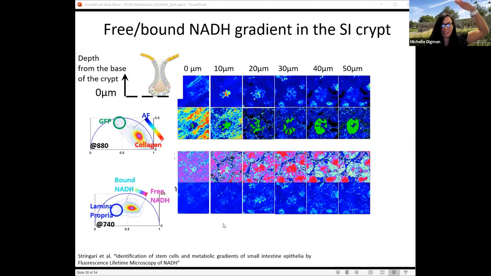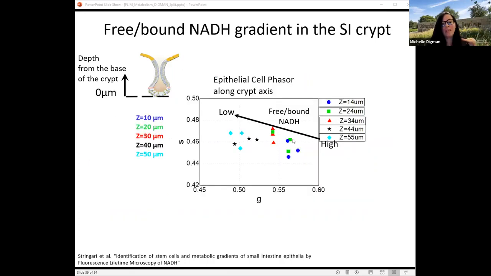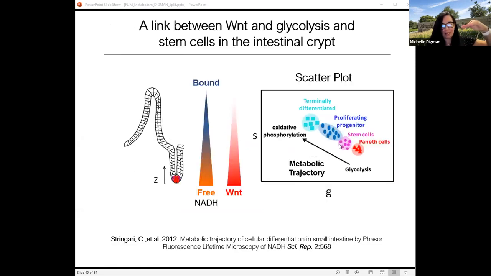And you can do Z stacks, because if you want to look at the differentiation along this axis, it's important to look at the cross section of the lifetimes. And in the Z phasor plot here, what you could see is the average lifetime at the bottom of the crypt. Here, they're more glycolytic. And as we move up the crypt, you get more bound NADH.